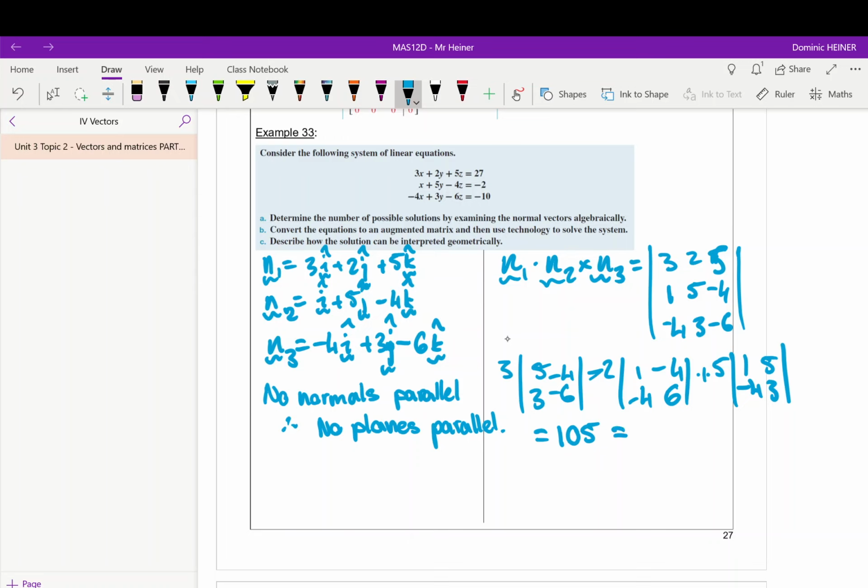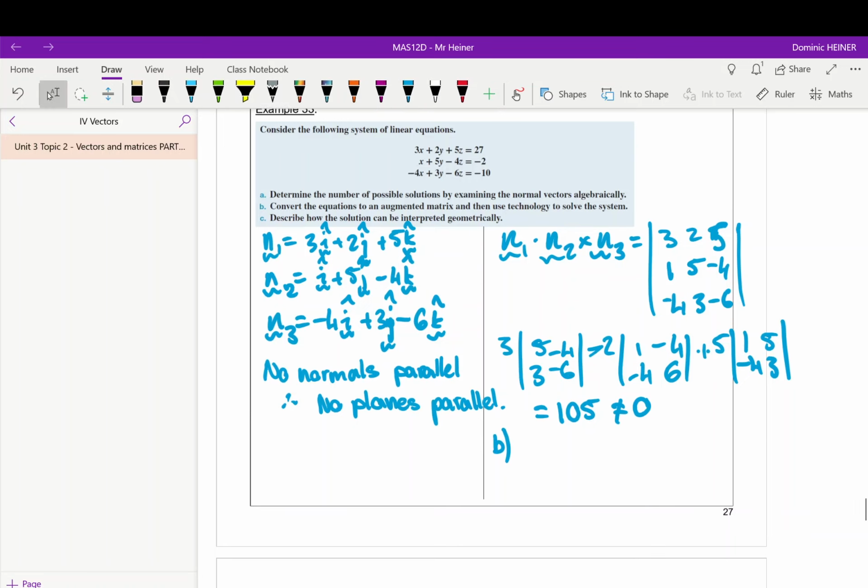So 105 is most definitely not equal to 0. So we know that they are going to intersect at a unique point. So how can we find that unique point? That brings us to B. Convert the equations to an augmented matrix and then use technology to solve the system.